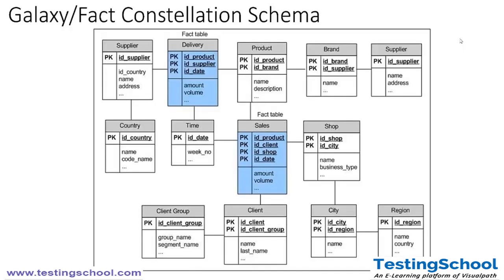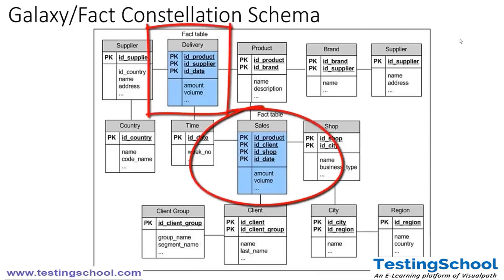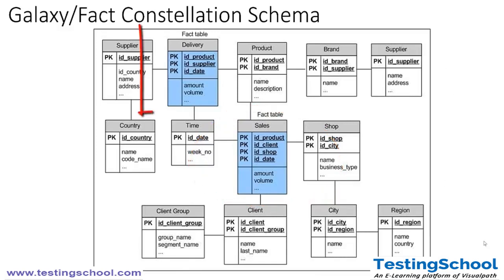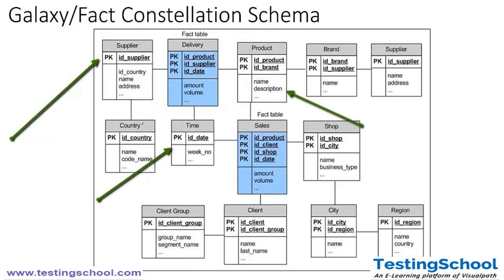Now, what about galaxy or fact constellation schema? A fact constellation has multiple fact tables, right? It is also known as galaxy schema. In this diagram, you can see 2 different facts, like sales and delivery. The sales fact table is the same as it is in the star schema. There is no difference. The delivery fact table has 4 different dimensions connected to it, right? Namely supplier, time, product, and not directly but indirectly connected to country, brand, and supplier, right?